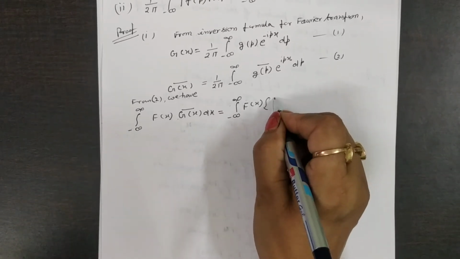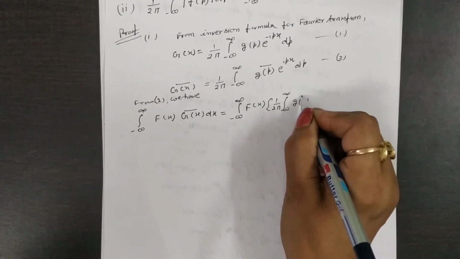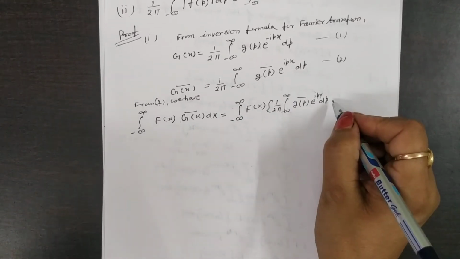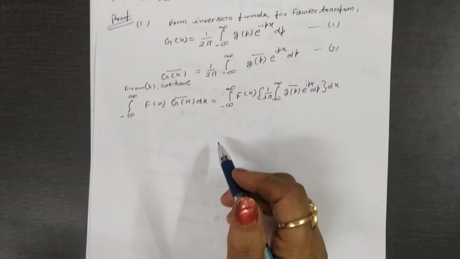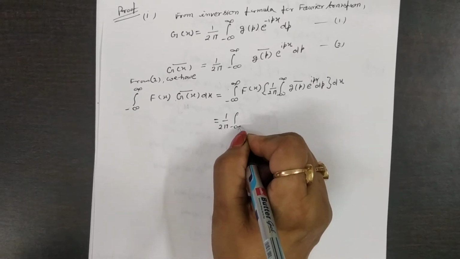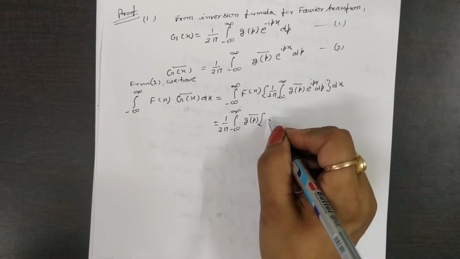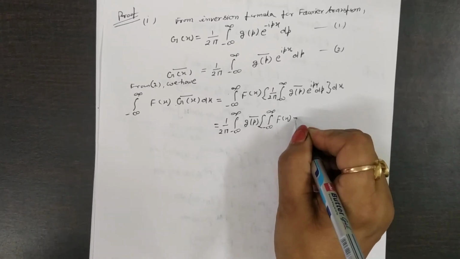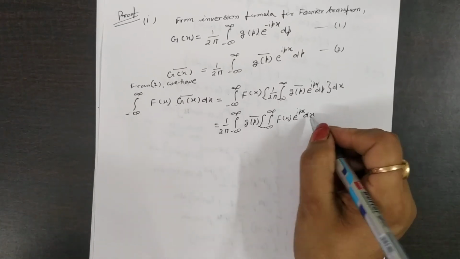Now, this becomes 1 by 2 pi, integral from minus infinity to infinity, g(p) bar e to the power i p x dp, and the whole thing is operated by dx. Clear? Now, similarly, this can be written as 1 by 2 pi, integral from minus infinity to infinity, g(p) bar, and here the integral from minus infinity to infinity of f(x) e to the power i p x dx, and the whole thing is operated by dp.